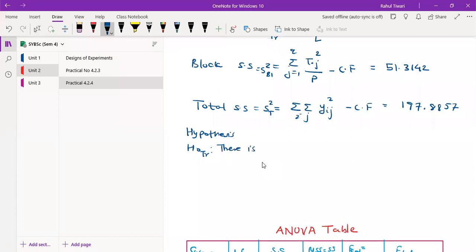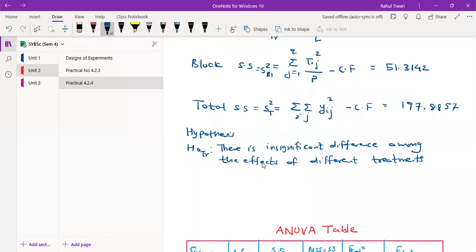There is insignificant difference among the effects of different treatments, versus H1, treatments are not the same. This is the one hypothesis.